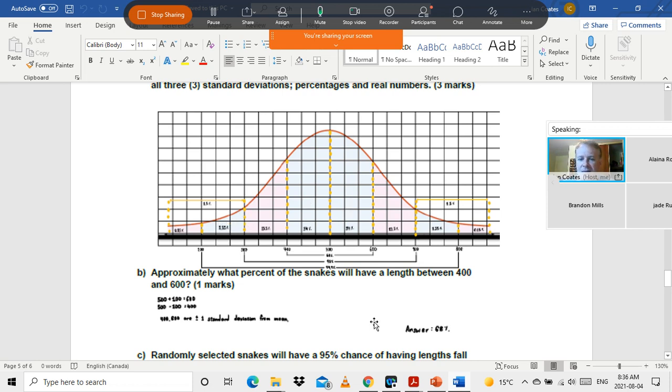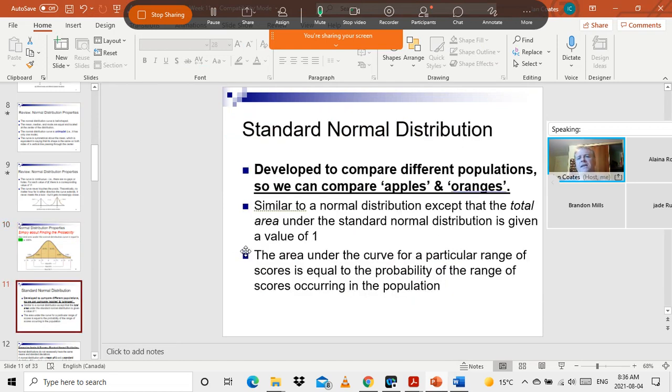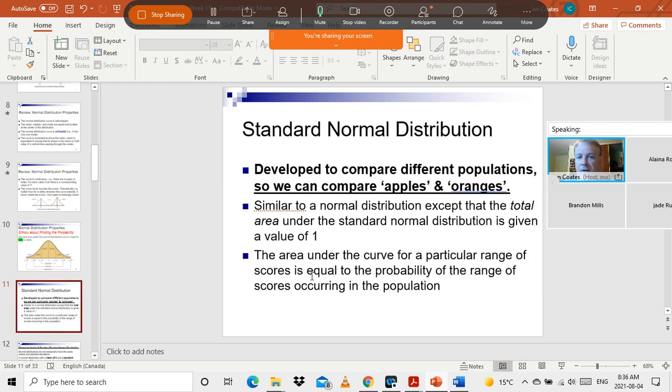It's not too bad. All right. So the standard normal distribution developed there to compare different populations. Here we get into apples and oranges. It's similar to a normal distribution, except that the total area under the standard normal distribution is a value of 1. So here we get back into 100%. This is where we're at, okay? The area under the curve for a particular range of scores is equal to the probability. That's what we're talking about here, okay?